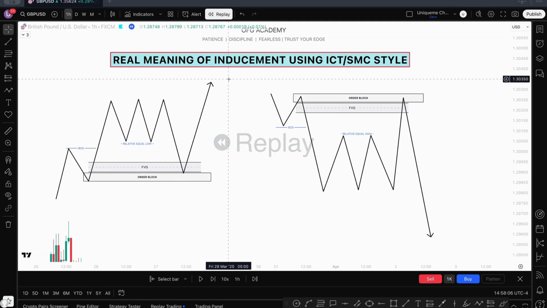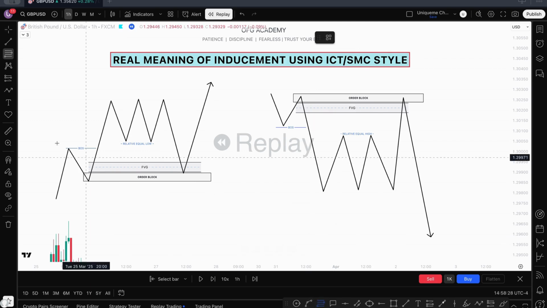Now, an inducement indirectly means a fake out. People call it a fake out, some people call it liquidity. It depends on how you want to understand it in your own format. But you have to first understand structure, which I drew here. I was trying to give an example for a bullish move and for a bearish momentum.